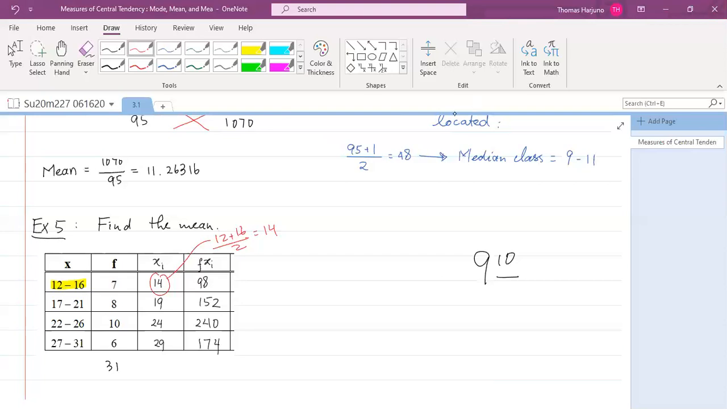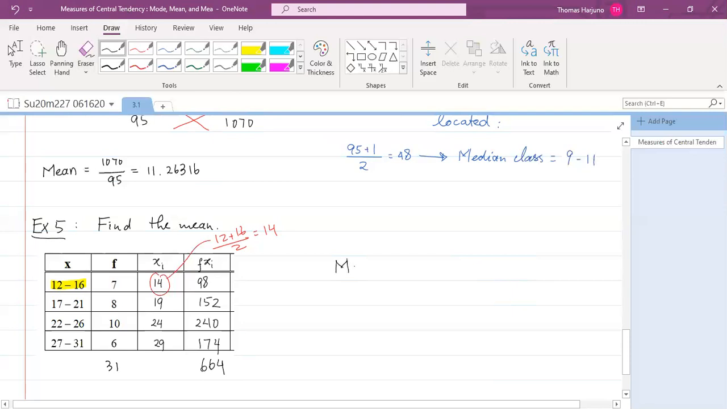Okay. Now I use my calculator to add this: 98 plus 16 plus 152 plus 240 plus 174, I get 664. So the mean will be 664 over 31.